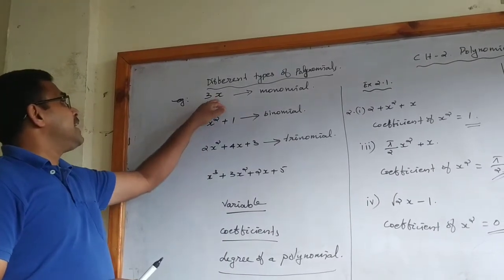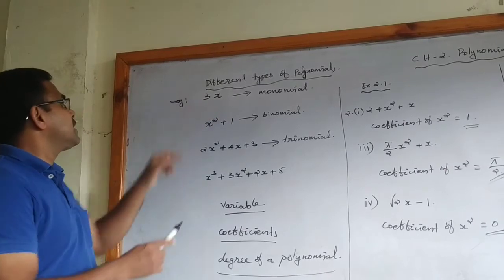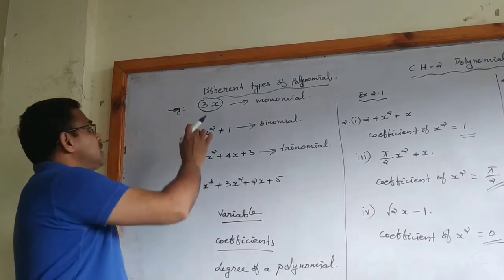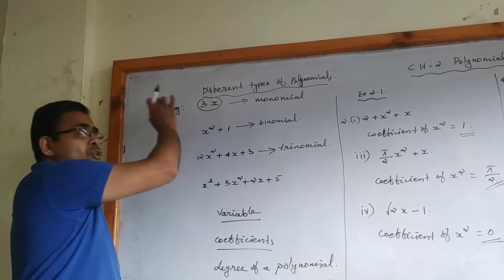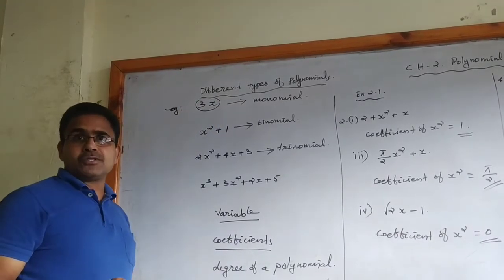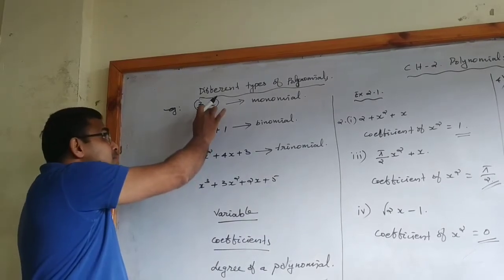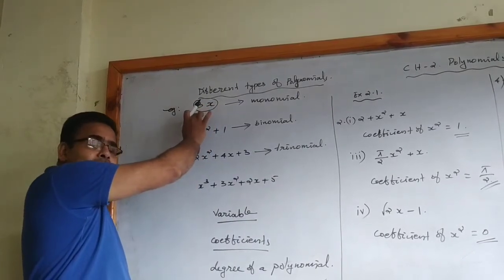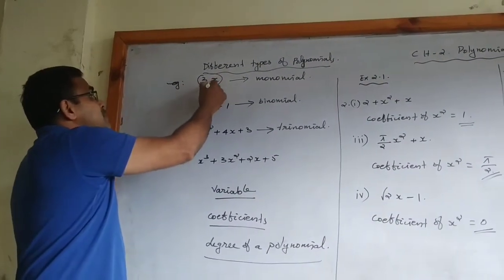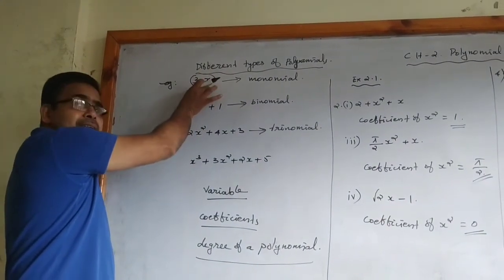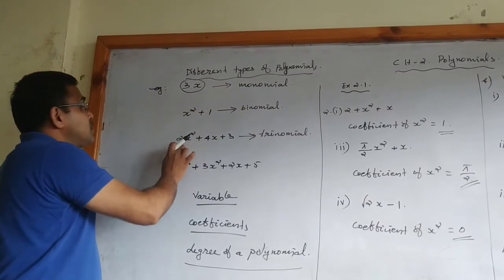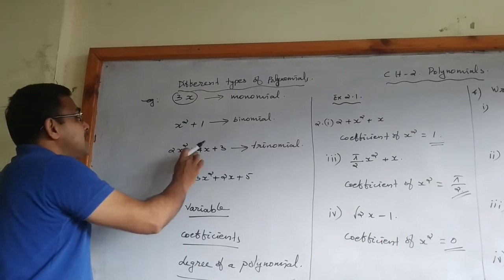You see, 3x. We can say this 3x is a term. A term consists of a variable as well as a constant. A constant we can also call a coefficient. Here it is only 3x, a single term. Next, x square plus 1, there are two terms. Next, 2x square plus 2x plus 3, here there are three terms.